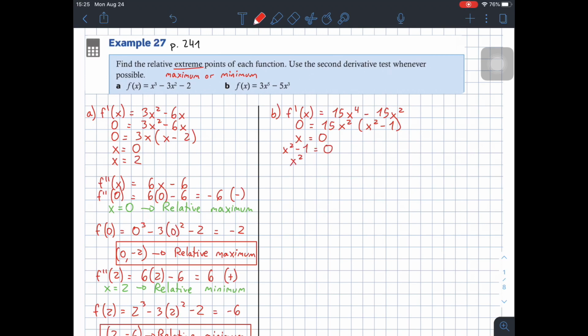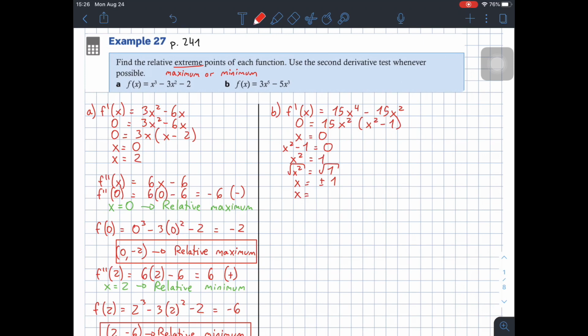So one possible value is x equals 0, and the others we find by setting x squared minus 1 equal to 0. So x squared is equal to 1. If we take the square root of both sides, we get x equals plus or minus 1. So the other two possible values are x equals negative 1 and x equals positive 1. So we have three critical numbers.